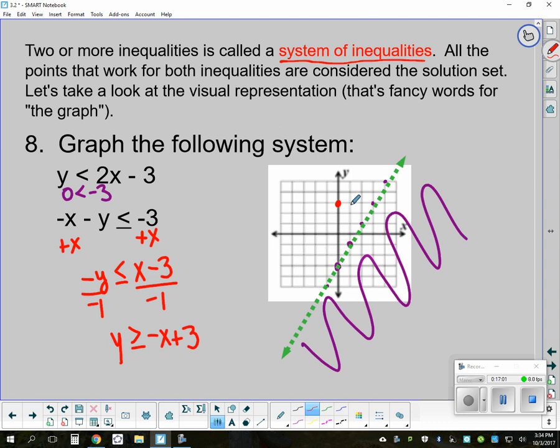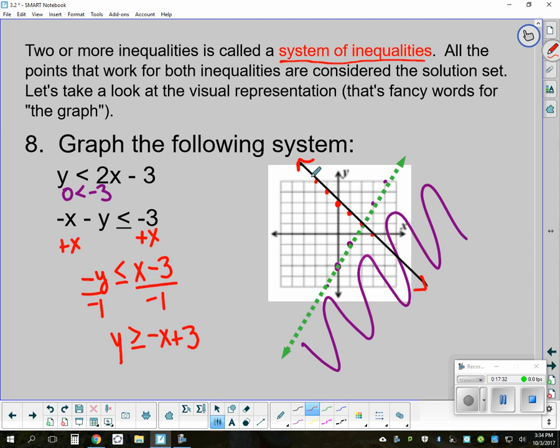Our slope is down 1, right 1. It's negative 1, down 1, right 1. Do a few of those. I could even go up 1, left 1 and stay in line. Okay. Solid or dashed line? Solid, because it has the equal to. Go ahead and sketch that in. Arrows on both ends.